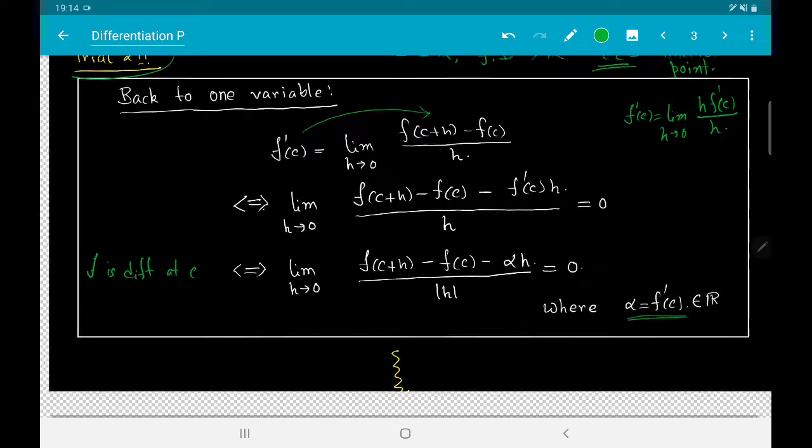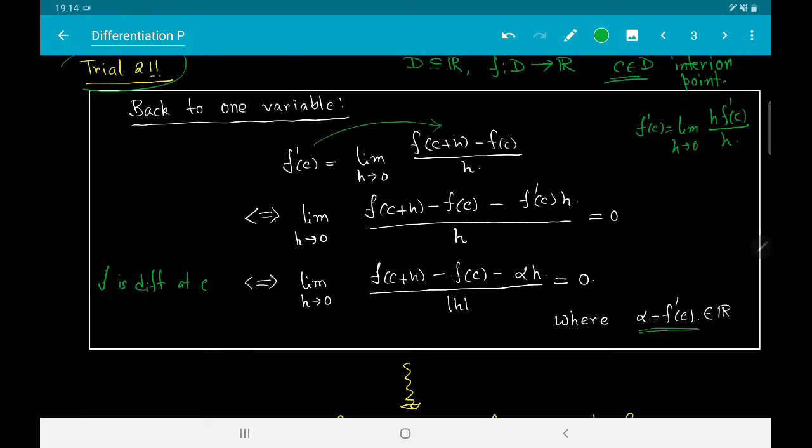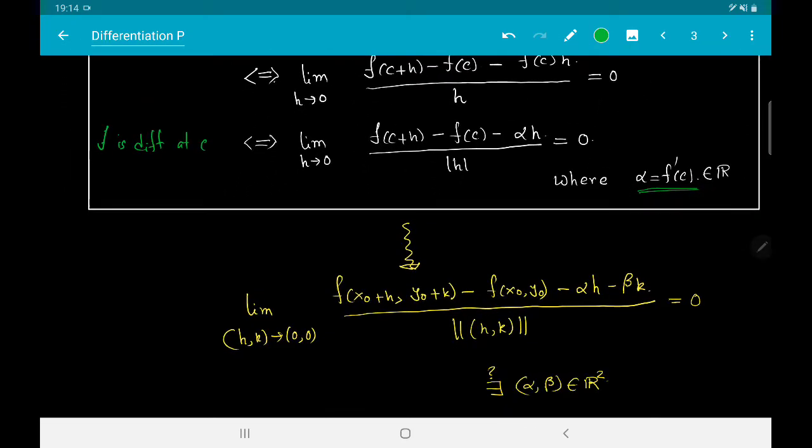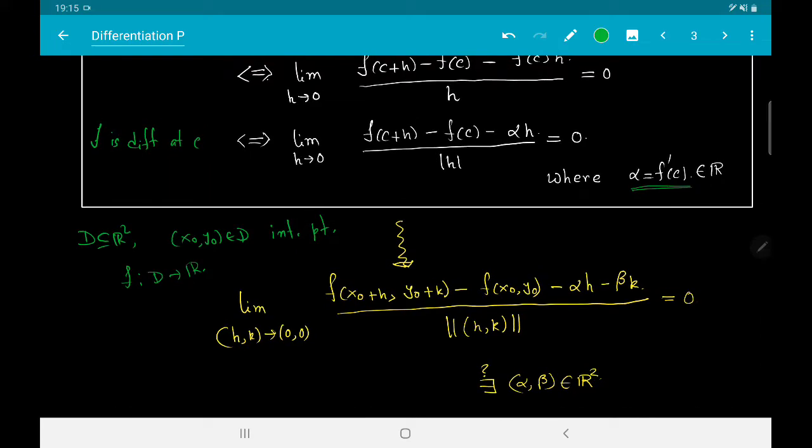So what we do now, we have two variables x and y. Again, suppose that we have everything that we had in our assumption. Here the assumption was that D was a subset of R2, (x0, y0) in D an interior point, and f is a real valued function on D. So then why don't we evaluate this limit?